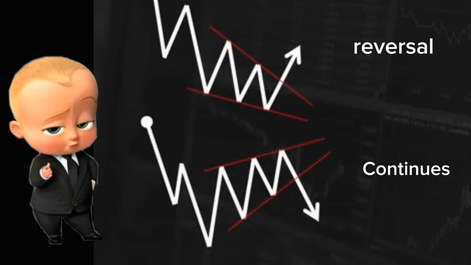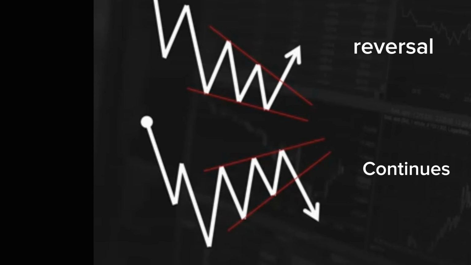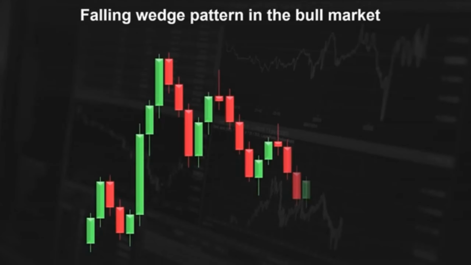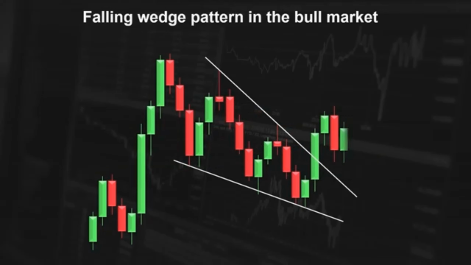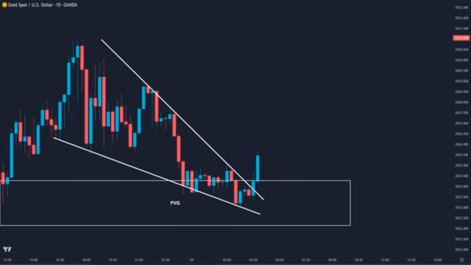2. As a continuation pattern. The price temporarily consolidates within the wedge before continuing upward. This pattern often acts as a bullish pause before resuming the original uptrend. Confirmation and entry strategy. A breakout above the upper trend line confirms the pattern.